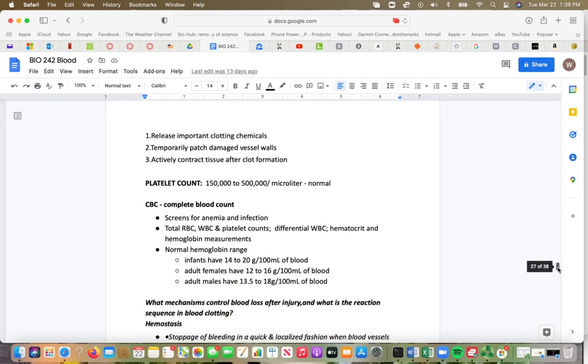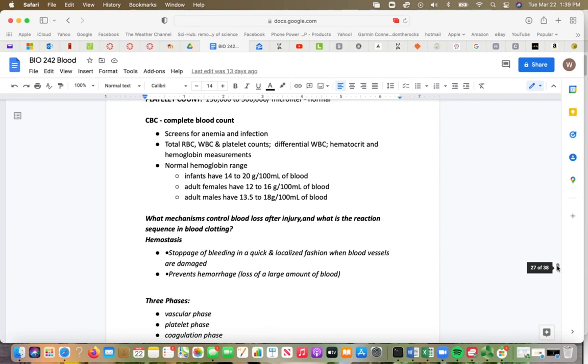So platelets, they will release important clotting factors. They temporarily patch up a damaged vessel, and they can cause the tissue to contract after clot formation. So typically you'll have 150 to 500,000 platelets per microliter. That's normal.